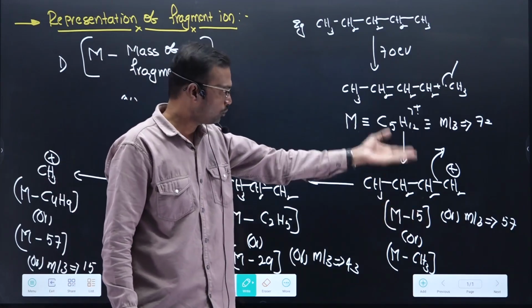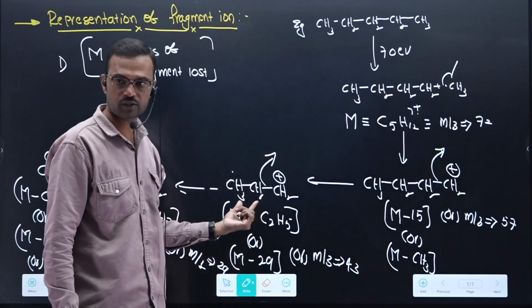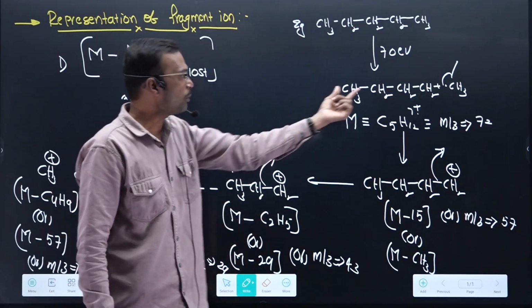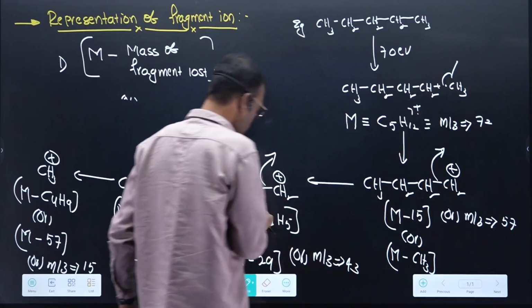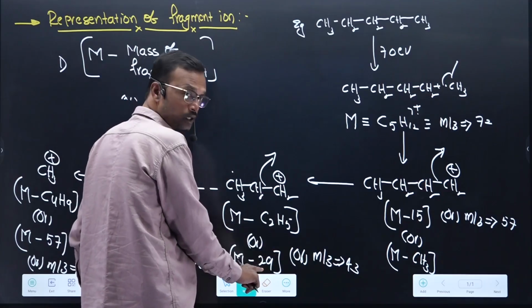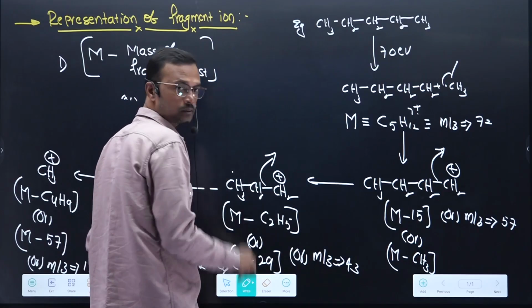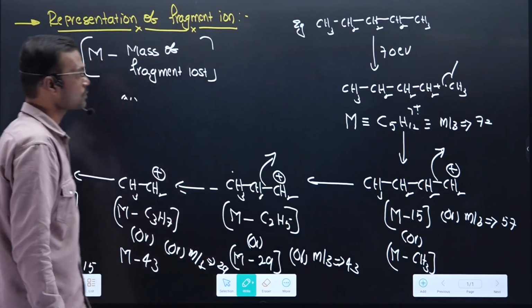But if you compare the formula of the molecular ion and this fragment, how much is the difference? That you need to write. From the molecule, if I remove C2H5, you will get this one. This C2H5 mass is 29. Then this M by Z value is 43. Clear? Right.